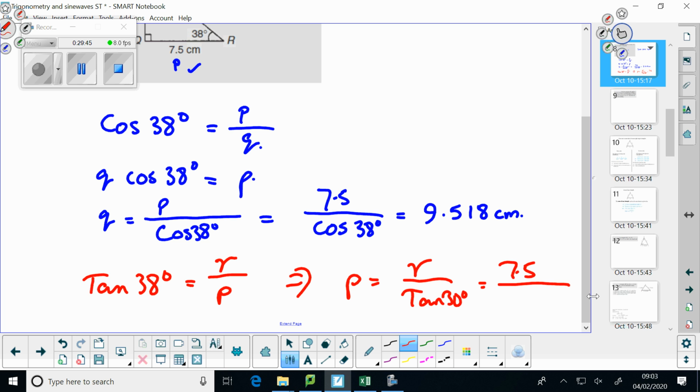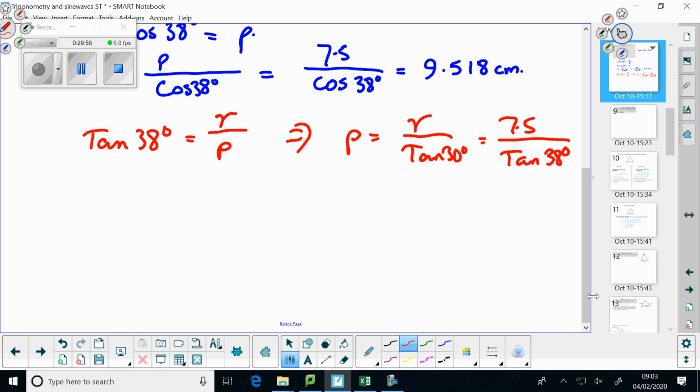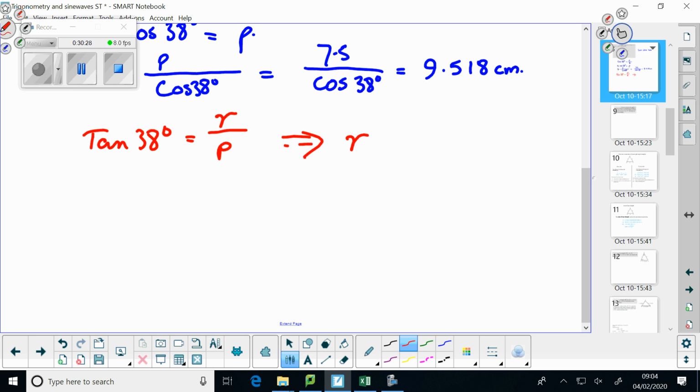That's 7.5 over tan 38. And the answer to that is... r is equal to p tan 38, which is 7.5 times tan 38. Yep. Now you can do it.